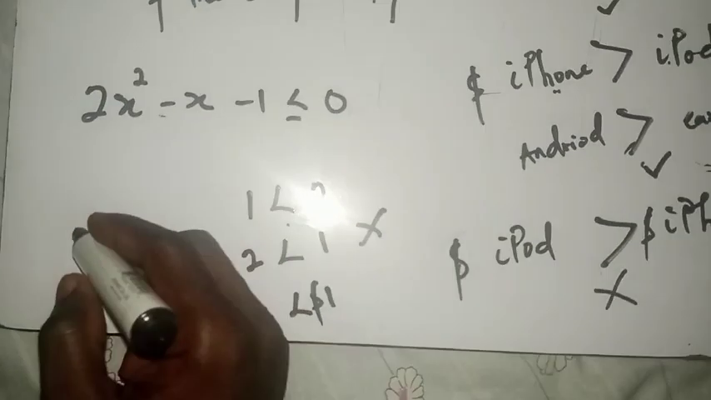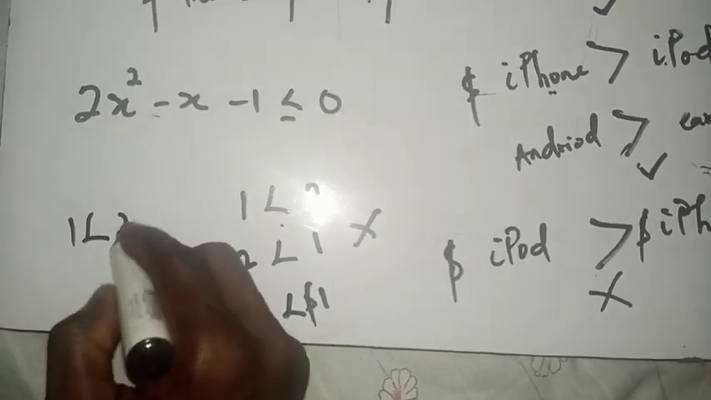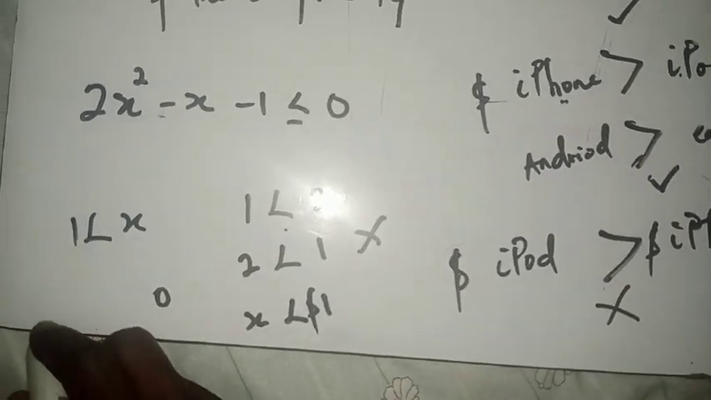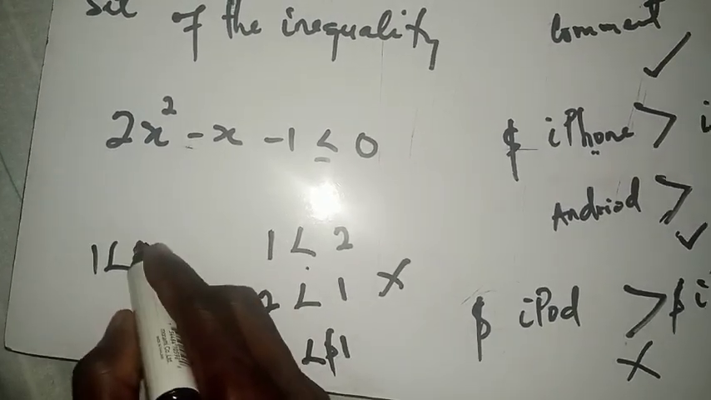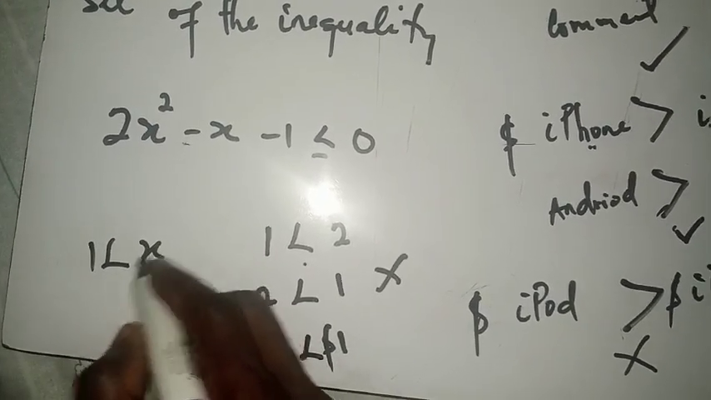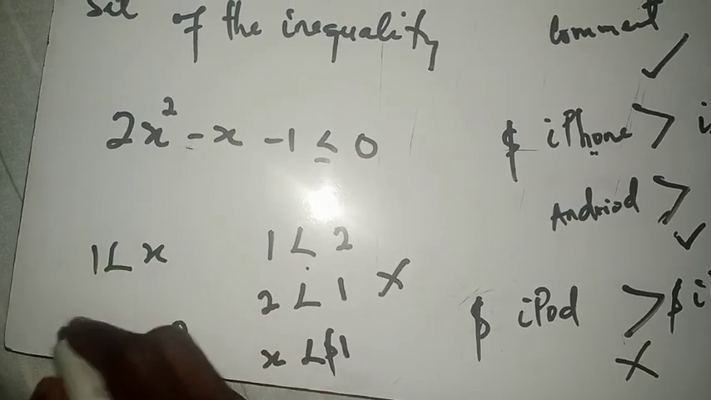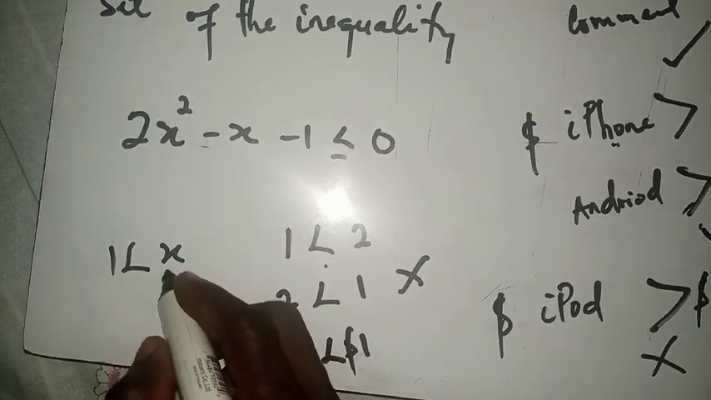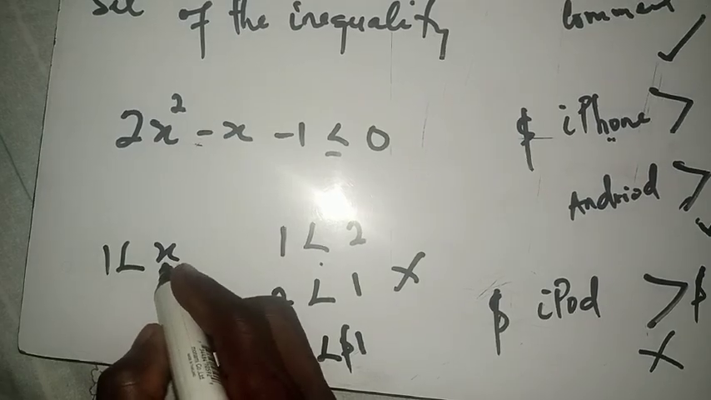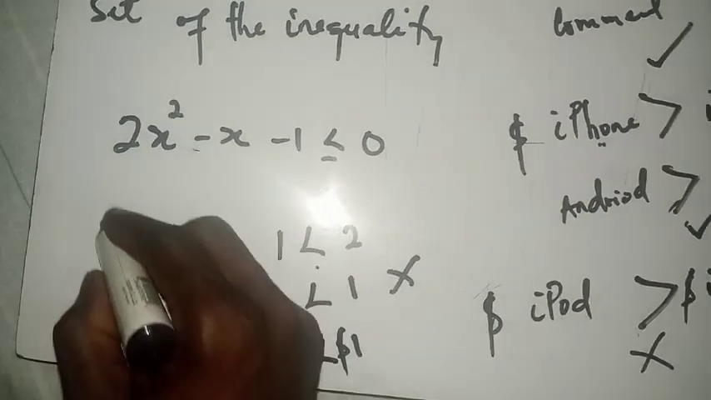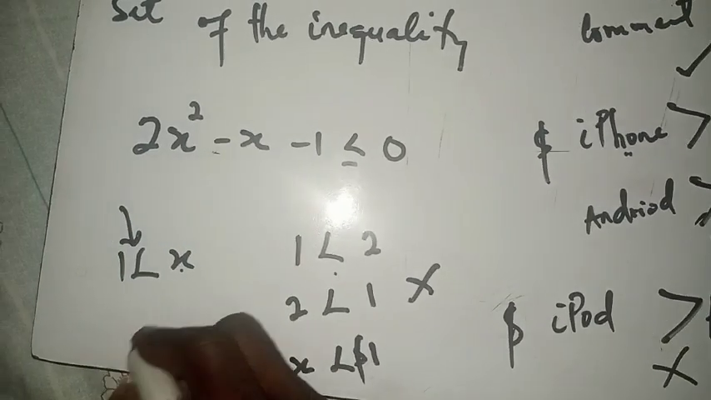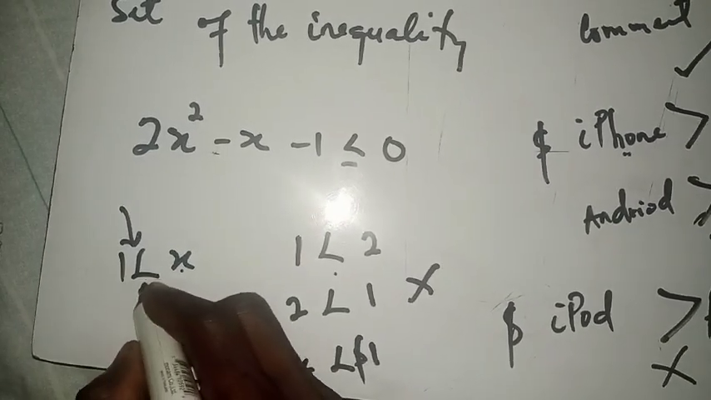Now, what will happen if I interchange and I say 1 is less than x? It means that this is what we are looking for. We are looking for the values of x here. So you have to read this thing from this point in order to have a very clear understanding. The way you are going to read this is x is greater than 1. This is a traditional reading of this symbol that says less than.